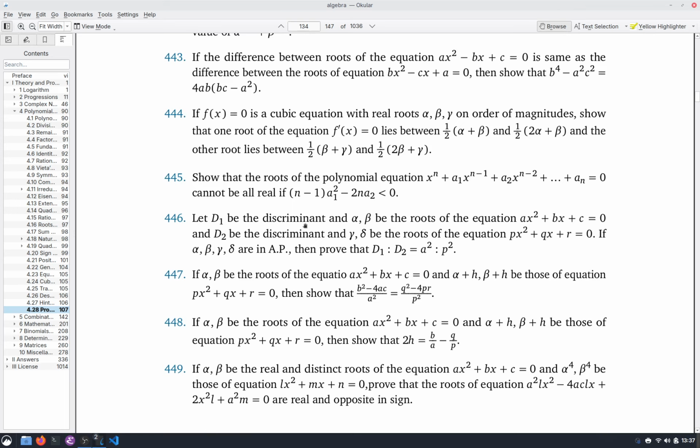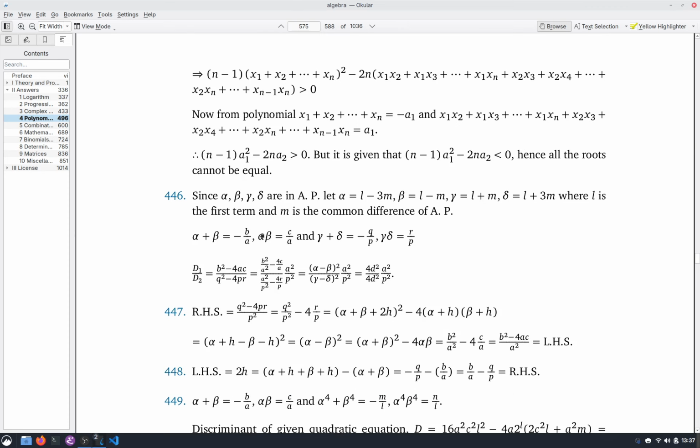Let D1 be the discriminant and alpha, beta be the roots of the equation ax squared plus bx plus c equals 0, and D2 be the discriminant and gamma, delta be the roots of the equation px squared plus qx plus r equals 0. If alpha, beta, gamma, delta are in AP, prove that D1 is to D2 is equal to a squared is to p squared. So it's a very simple problem.